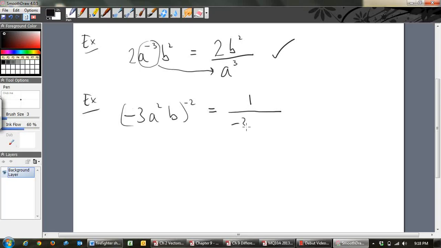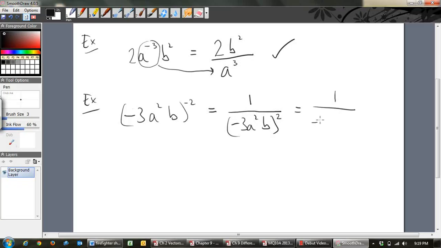So this whole thing, negative 3a squared b, will go to the bottom line with a squared there. So that negative 2 becomes a positive 2, but it's gone to the bottom line. It's flipped it upside down. What happens when you raise a bunch of things multiplied together to a power? Each of those things gets that power.